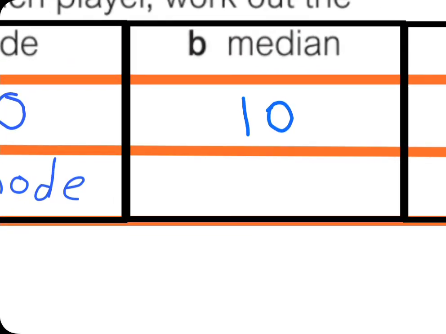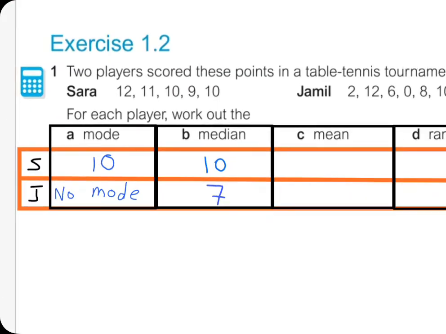So the answer here is 7. Good. And like that, we found the mode and the median. Now let's work on the mean.